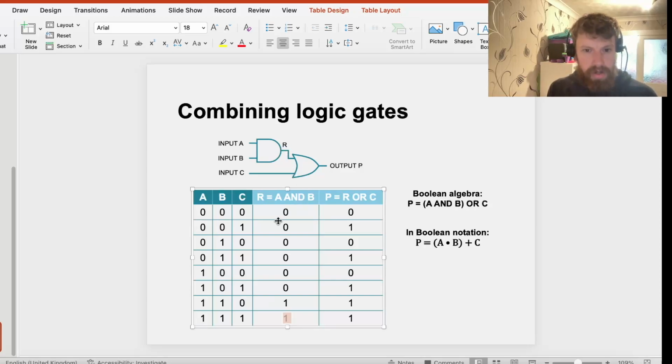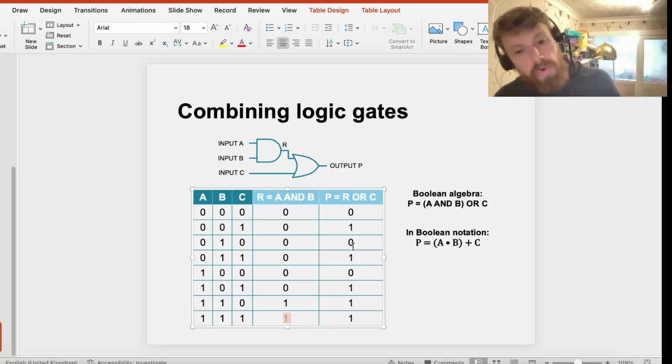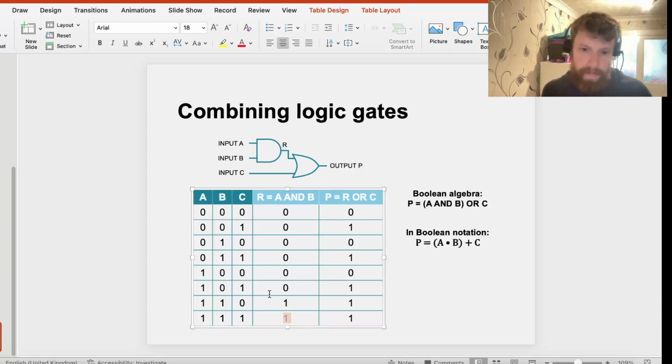Once we've done that column, we take the R column and the C column, and then we're going to put it into an OR gate. So we go 0 or 0, which is 0. 1 or 0, which is 1. 0 or 0 is 0. And then 1 or 0 is going to be 1 because it's going through an OR gate, so it's one or the other or both of them. If we've got two 1s, that is also going to be a 1.